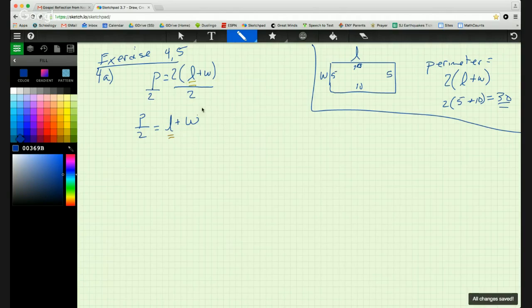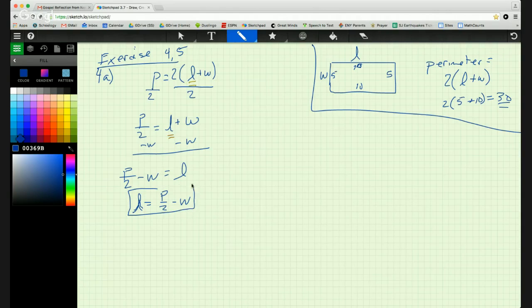So I'd like you to think about what we can do to get rid of this W, and the answer is subtract W from both sides. So we've divided both sides by 2, and we're subtracting W from both sides. And then we get L equals that. Let's use our reflexive property and say L is equal to P over 2 minus W. And so now we've solved for L.